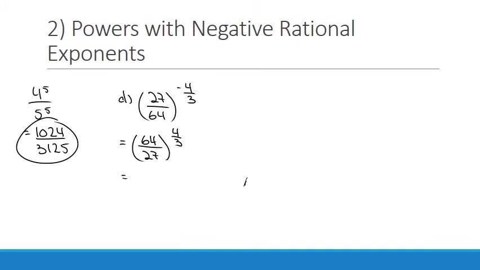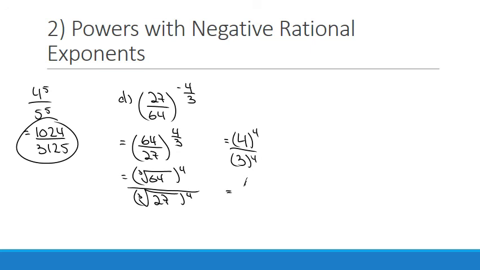Now I'll convert that to a radical. So I'm going to have the cube root of 64 raised to the fourth power over the cube root of 27 raised to the fourth power. Okay, the cube root of 64 would be 4, now raised to the power of 4. And then the cube root of 27 ends up being 3 raised to the power of 4. This ends up being 256 over 81.